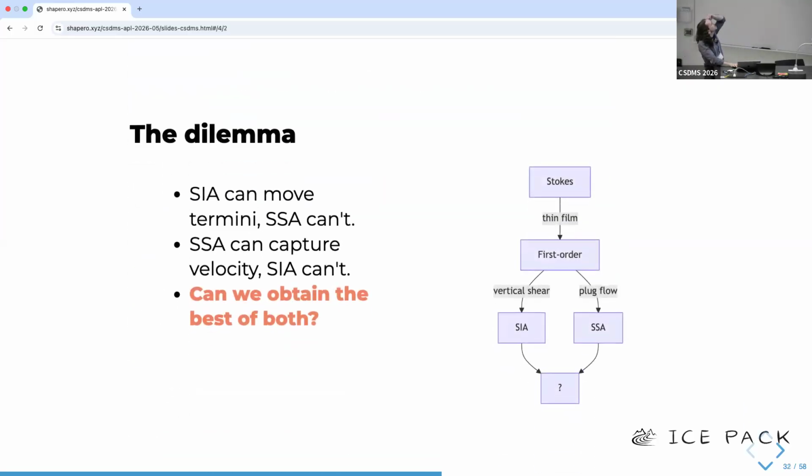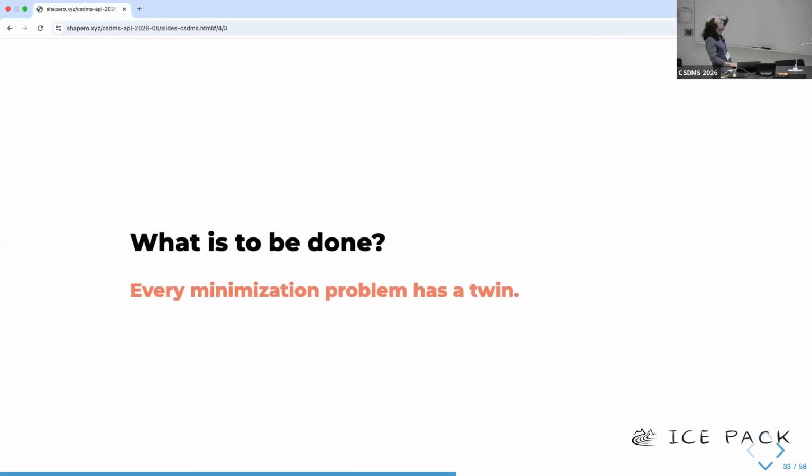So the dilemma here is the shallow ice approximation works with dry states and the shallow shelf approximation doesn't. Is there some hypothetical model that has the good properties of both? And I tried for a long time to figure out what it was. So I had this postdoc advisor, and he was an expert in convex optimization. And he always kept talking to me about something called convex duality. And I never understood him, and I still don't.